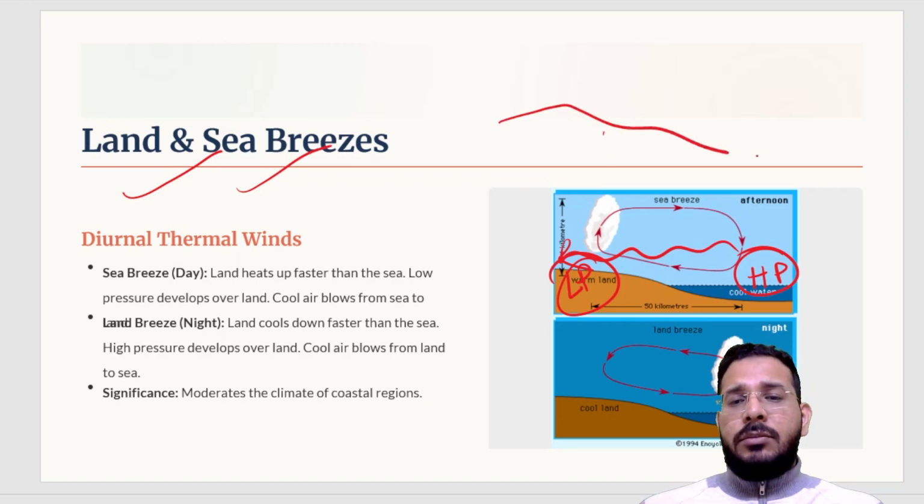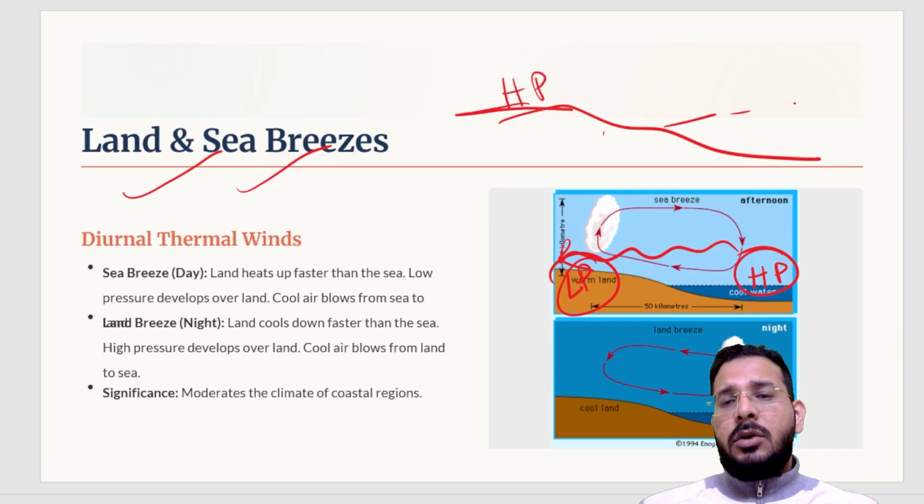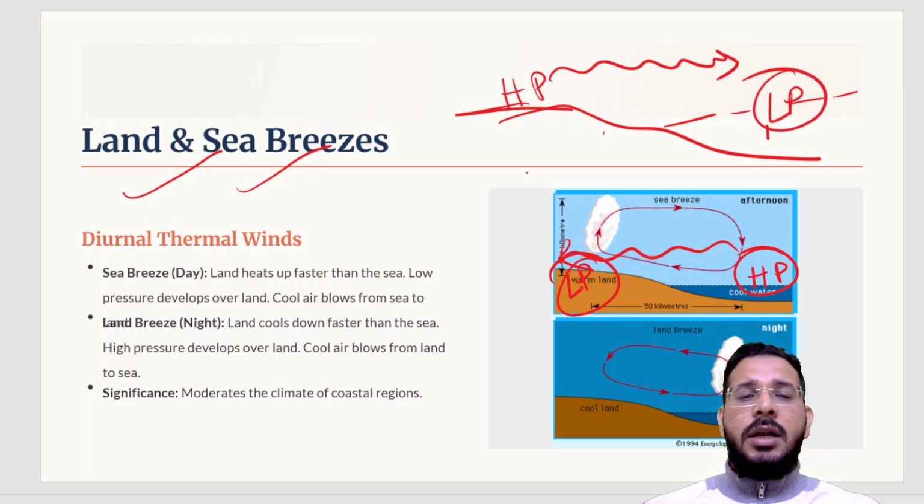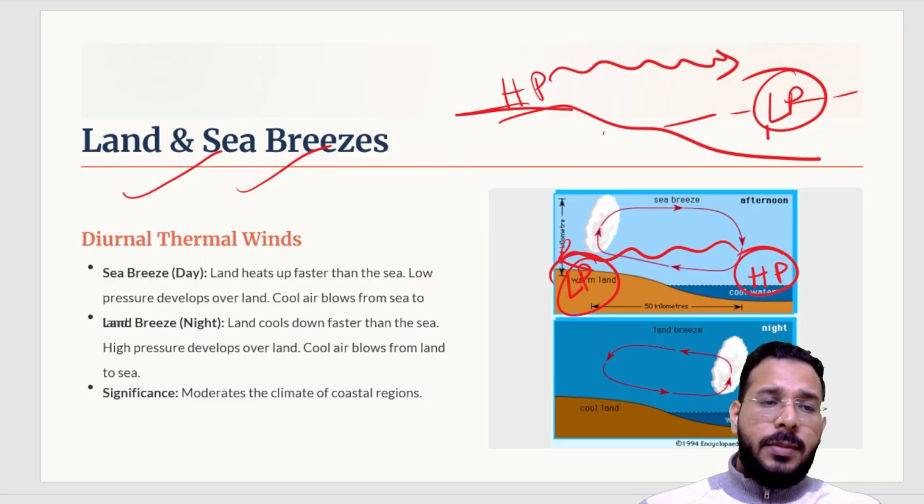And during night time the land is cooling down faster, creating high pressure, and on the oceans it is low pressure. So the wind moves from land towards the ocean. So it is called land breeze.